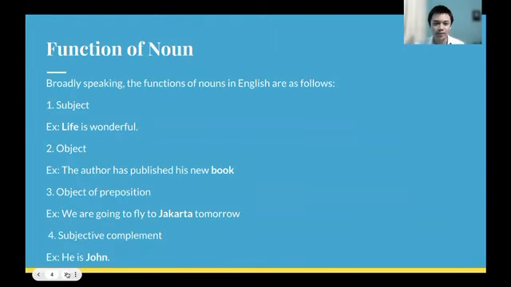Next. Function of nouns. Broadly speaking, the functions of nouns are as follows. Number 1, subject. Example: life is wonderful. Second, object. Example: the author has published his new book. Number 3, object of preposition. Example: we are going to fly to Jakarta tomorrow. Number 4, subjective complement. For example: he is John.